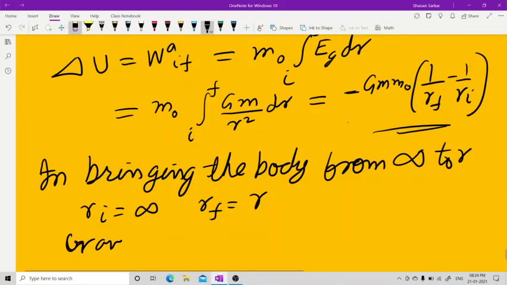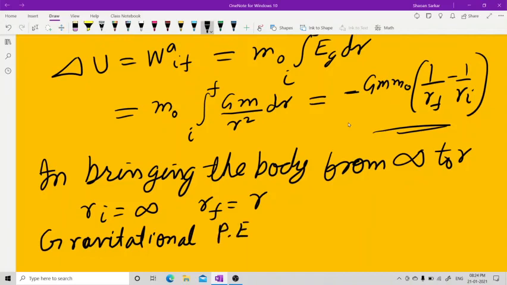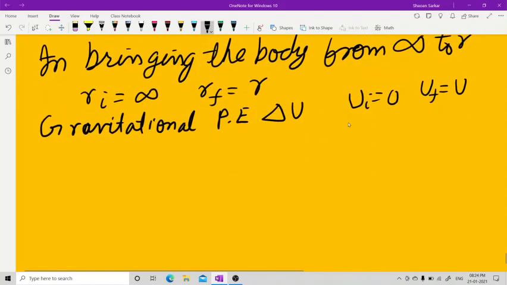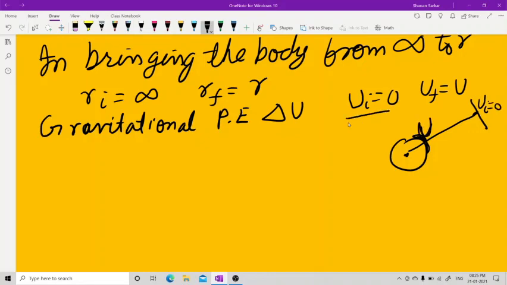Gravitational potential energy, that is delta U. Let us say U initial is 0 and U final is, let's say, U. Why? Let me tell you. See, this is your planet Earth. Here you have potential at infinity, this point at infinity, the initial potential is considered to be 0. And here we have some potential. That's why we take initial 0 and final this, in this case.